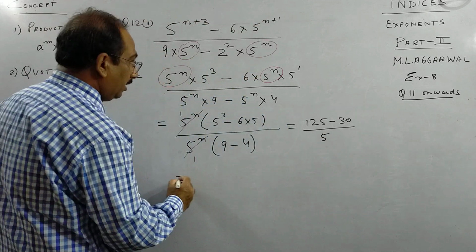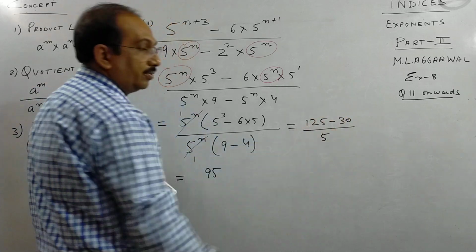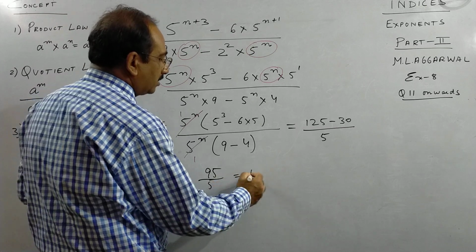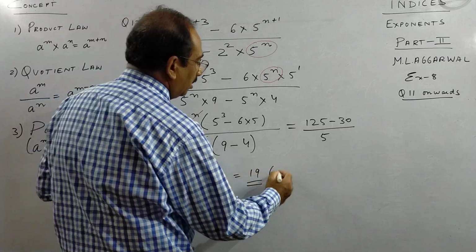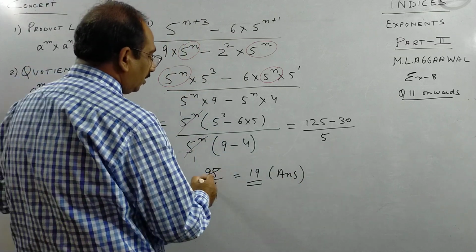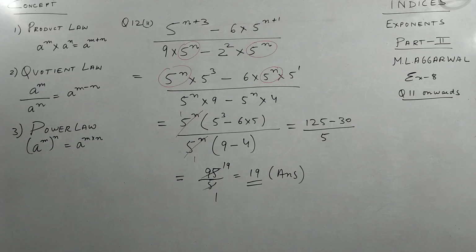So ultimately we get 125 minus 30 by 5, that is 95 by 5. If you cancel, you get 19. So kindly pause the video and go back and copy the sum.